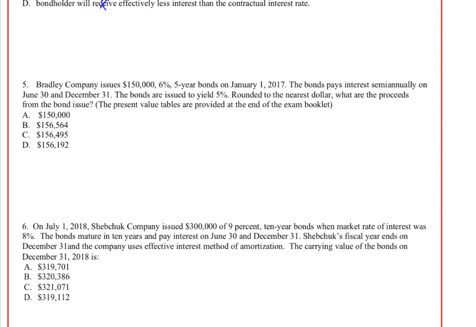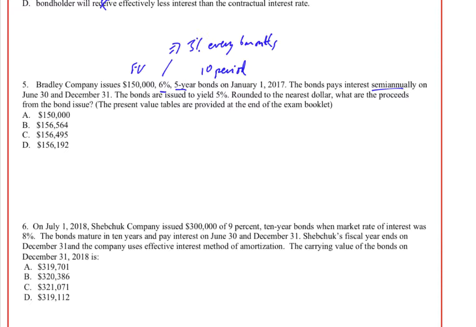Question 5. A company issues 150,000, so this is the face value of the bonds, 6% 5-year bonds on a certain date, but the bonds pay interest semi-annually. So we have to turn that from an annual interest rate into, well, you say 6%, but it's really 3% every 6 months. And you say it's a 5-year bond, but it's really a 10-period bond.